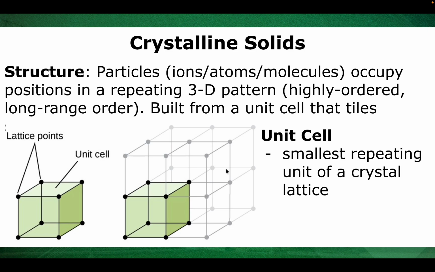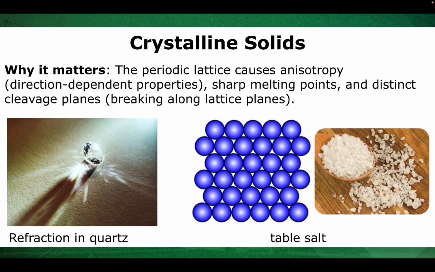Unit cell is the smallest repeating unit of a crystal lattice. Now, this is important because it causes anisotropy. These are properties that depend on the direction of the atoms. For example, in quartz, depending on where the light enters, the speed of refraction differs. Crystalline solids also have sharp melting points and distinct cleavage planes. Another example of crystalline solid would be table salt.